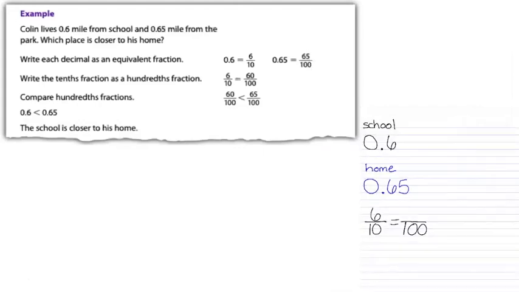In our last example, it asks us to solve a problem comparing tenths and hundredths decimals. The example reads, Colin lives 0 and 6/10 mile from school and 0 and 65/100 mile from the park. Which place is closer to home? The first thing it says to do is to write each decimal as an equivalent fraction. So I've written down 0 and 6/10.